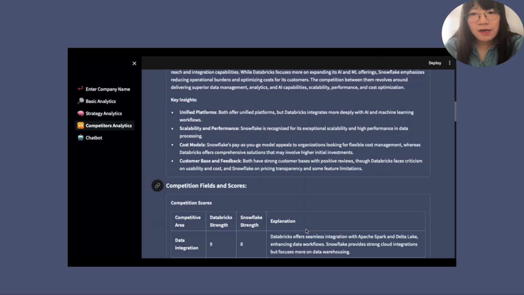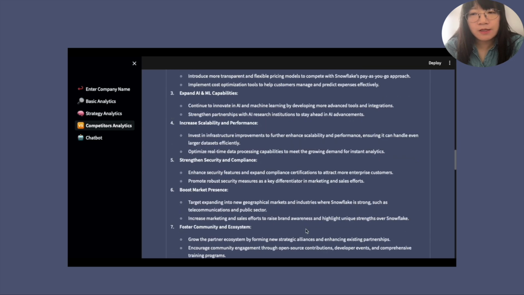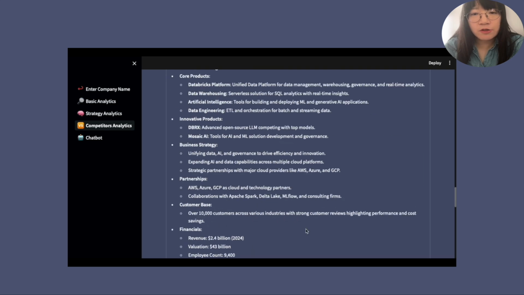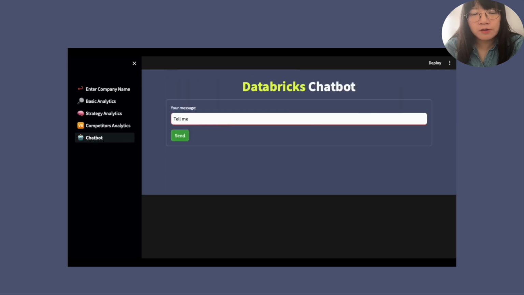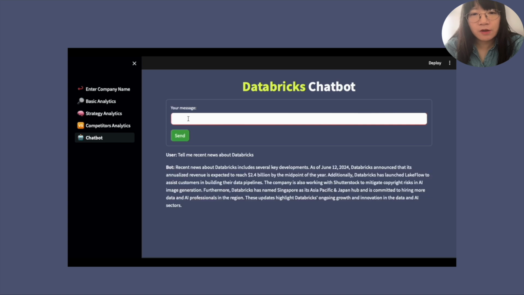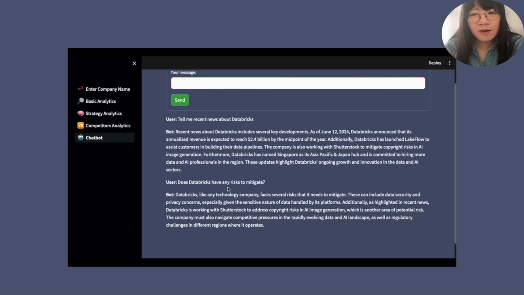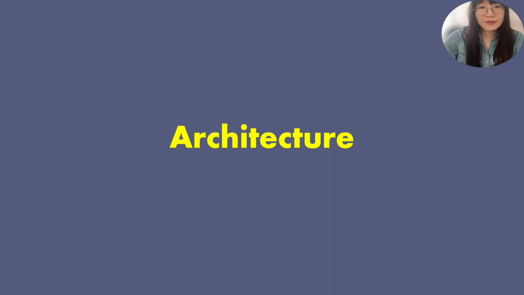The analysis highlights the company's strengths and weaknesses. It also provides suggestions to help Databricks to outperform Snowflake. Finally, with the chatbot, we can ask questions about Databricks like recent updates or strategy inquiries, such as potential risks to manage. Now the architecture.